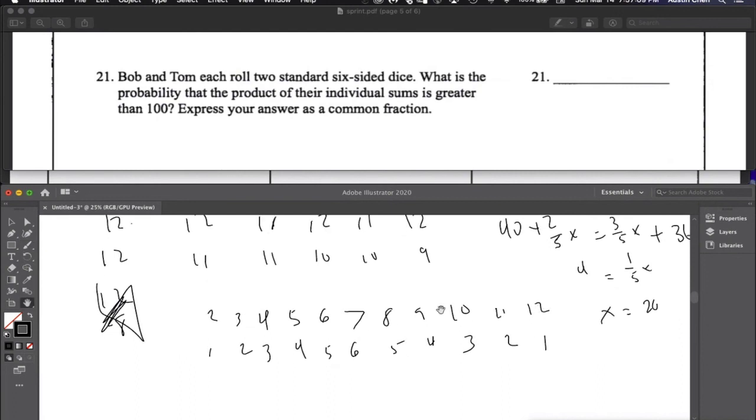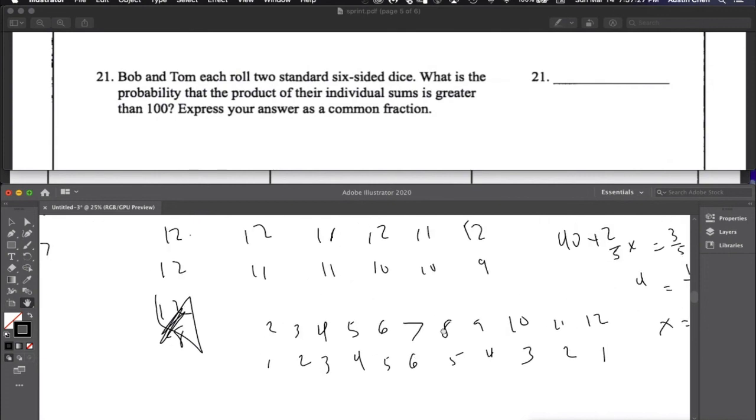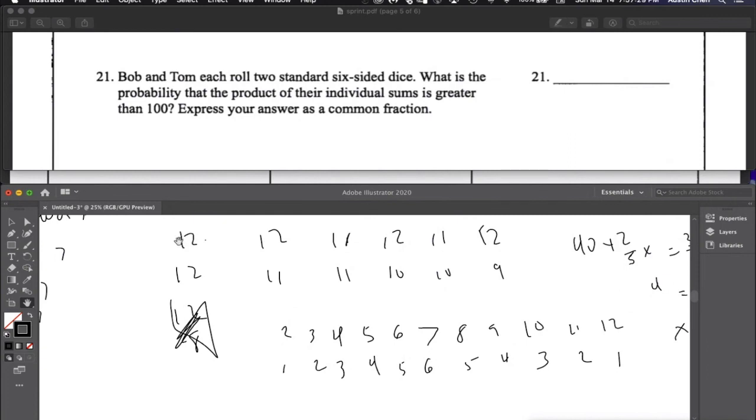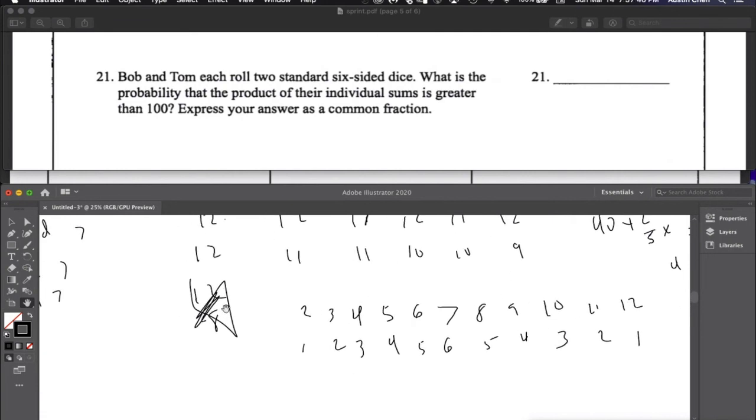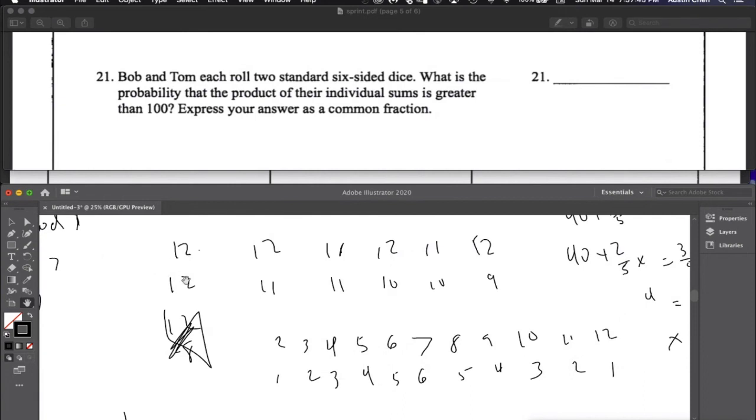So basically, the probability of one of these sums is going to be this number over 36. So the probability of rolling a 7 with 2 6-sided dice is going to be 6 over 36, or 1/6. The probability of rolling a 12 is going to be 1 out of 36. So we can see the probability of rolling 12 and 12 is going to be 1 out of 36 times 1 out of 36, or 1 over 6 to the 4th. So we can put that as the probability for getting 12 and 12.